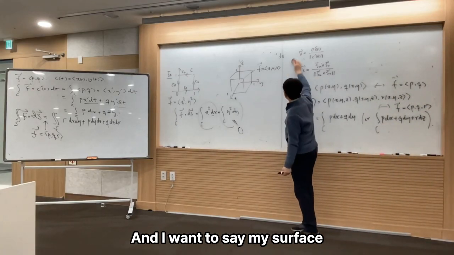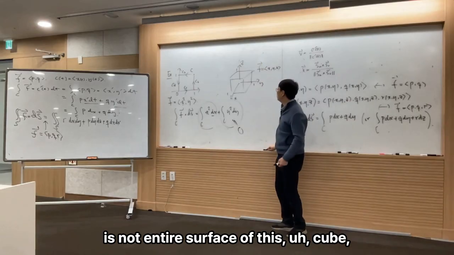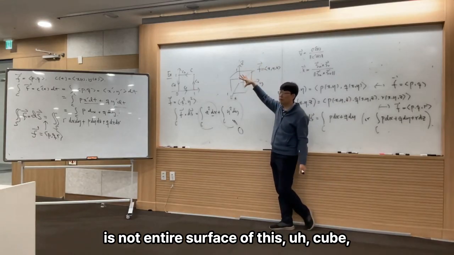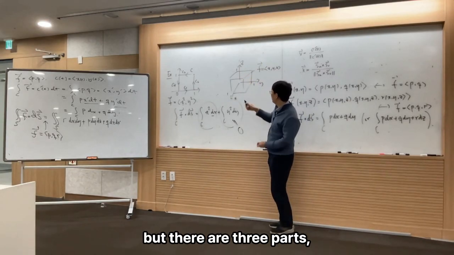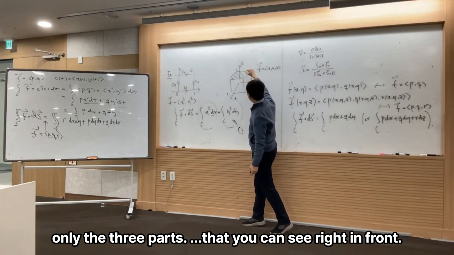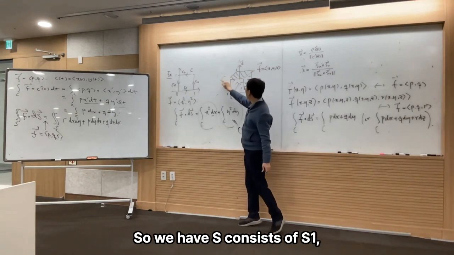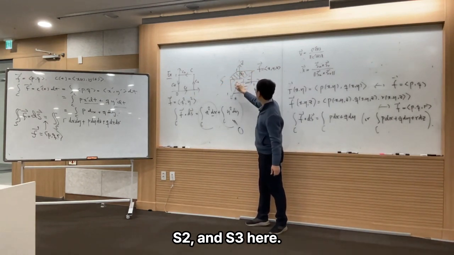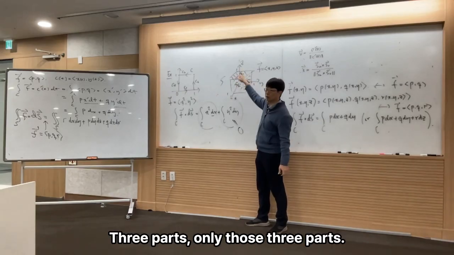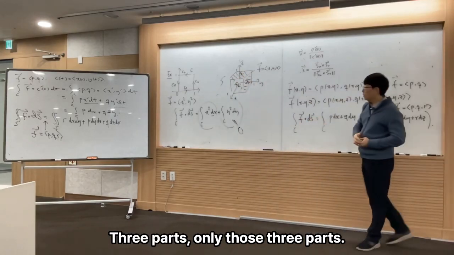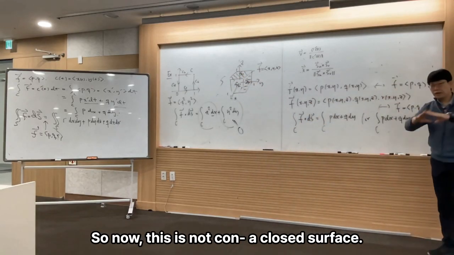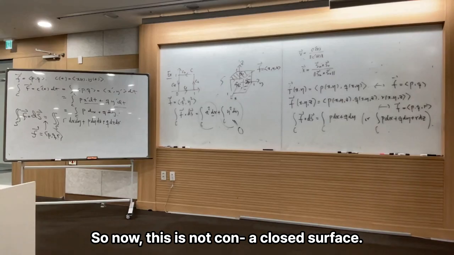And I want to say my surface is not the entire surface of this cube, but there are three parts, only the three parts that you can see right in front. So we have S consisting of S1, S2, and S3 here. Three parts, only the three parts. So now, this is not a closed surface.